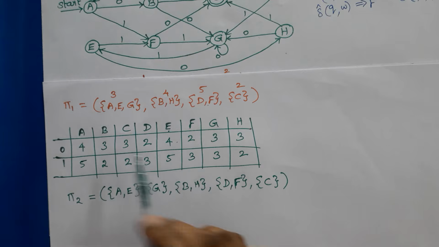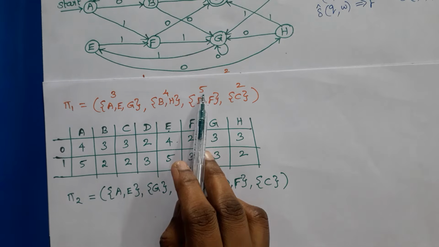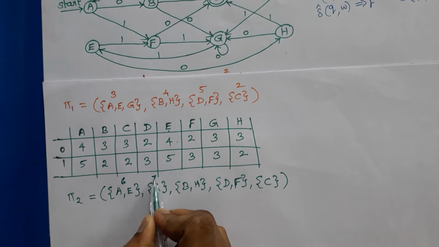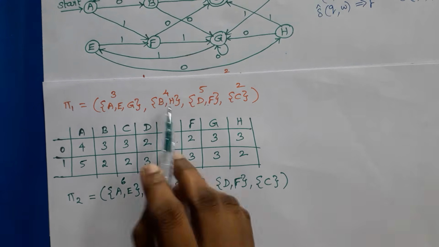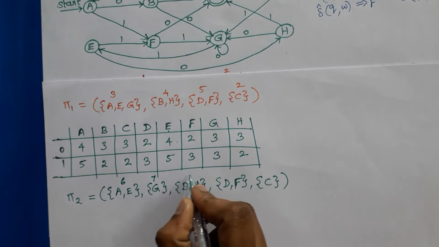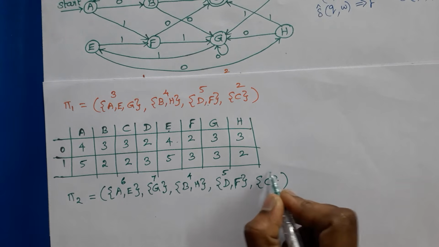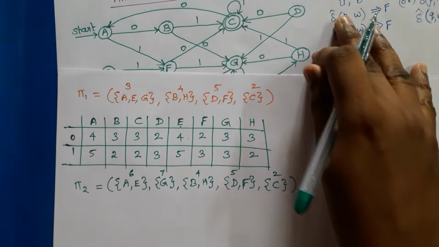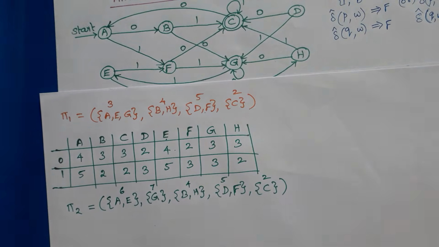So now the group number should start with 6. So AE is a different group, the group number is 6. Then G is 7. These 3 groups are the same, so we have to give the same numbers. If we want, we can give other numbers 8, 9, 10 also. Then we have to do the next step.